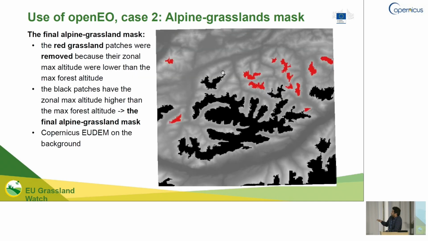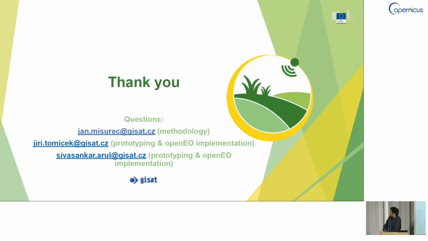And then we were able to aggregate some information on polygon level. We were also able to aggregate some information on pixel level. And just by comparing the pixel of the forest with the highest elevation and the elevation of the grassland, we were able to classify whether it was alpine grassland or not. And then we were able to create this mask.